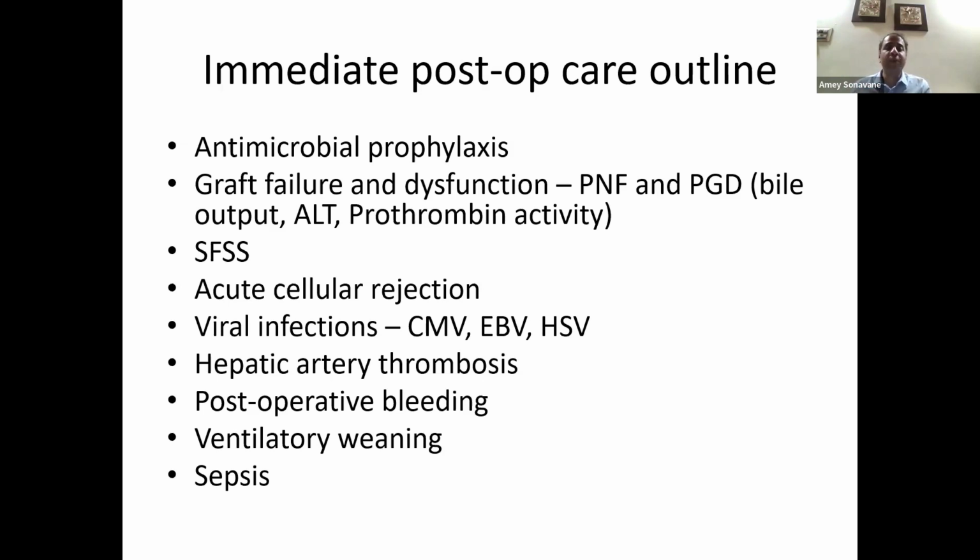Small for size syndrome, especially in patients who have a GRWR of less than 0.8, and we transplant these patients, they develop ascites and a lot of drain output post-transplantation. So we must recognize SFSS early and treat these patients accordingly.